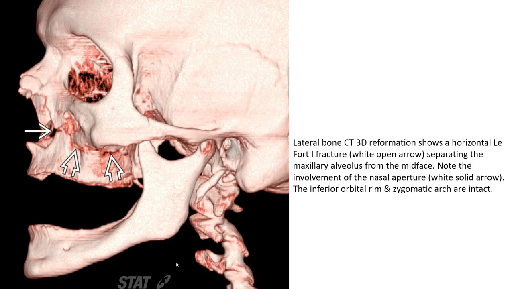So this is a lateral bone CT 3D reformation, showing a horizontal level 1 fracture. The wide open arrow indicates separating the maxillary alveolus from the midface. Note the involvement of the nasal aperture. The white slit arrow indicates the inferior orbital ring and zygomatic arch and back.